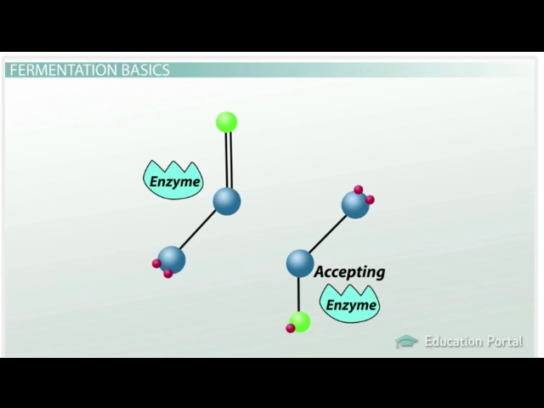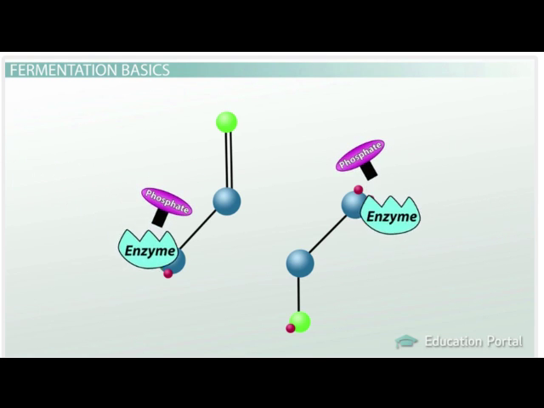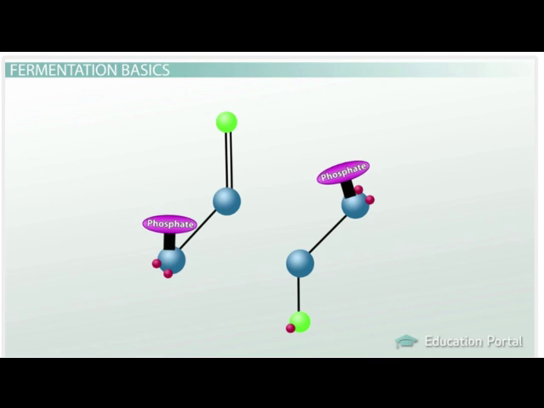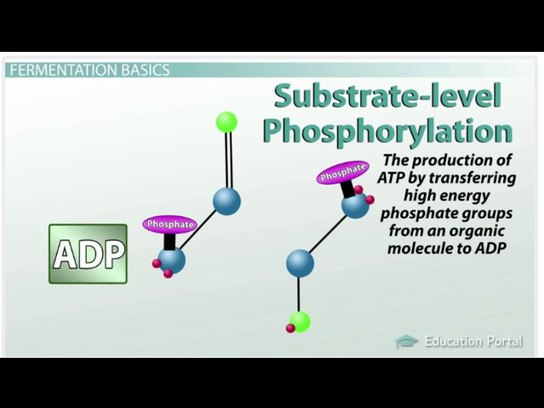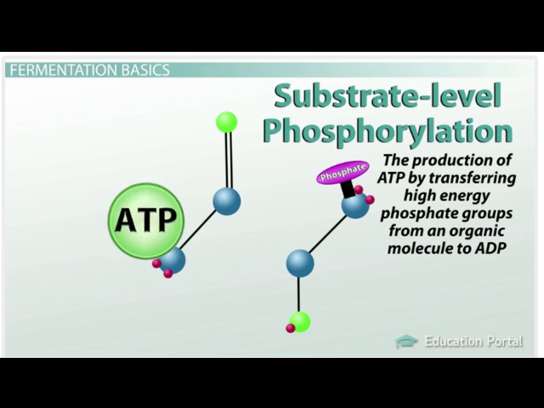The electron shuffling requires a series of enzymes that accelerate the reaction and catalyze the production of various intermediate forms of the initial substrate. Through these fermentation reactions, the energy present in the chemical bonds of the substrate can be captured to produce ATP by substrate-level phosphorylation. Substrate-level phosphorylation is the production of ATP by transferring high-energy phosphate groups from an organic molecule to ADP.